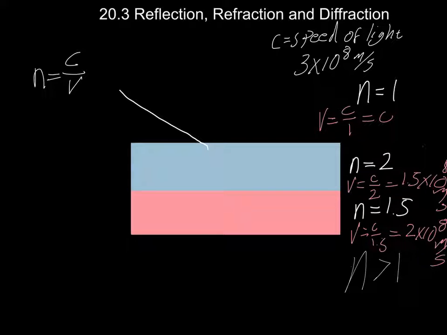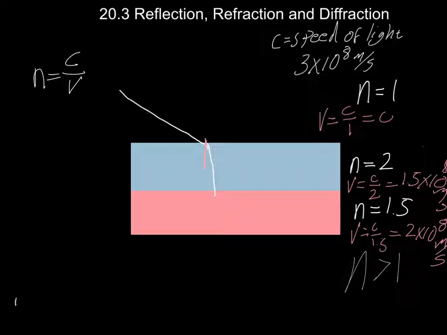Now, when we reach our object, we want to look at what our normal line looks like, because our normal line is going to tell us how the light ray bends. So because we're going from a low index of refraction, 1, to a higher index of refraction, 2, we're going to be bending towards the normal line.